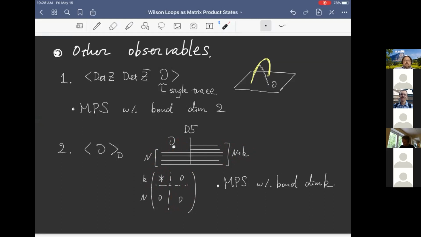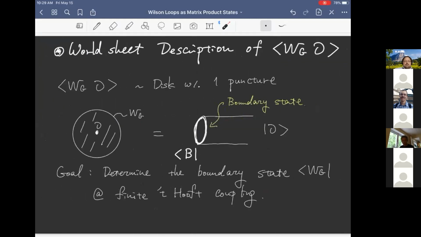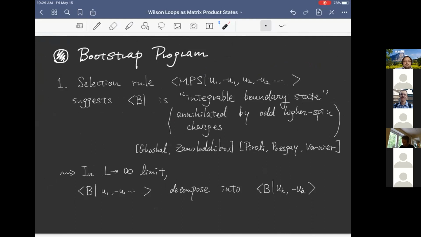And in both cases, if you do the computation at weak coupling, you discover that both can be expressed in terms of a matrix product state. In the first case, we discovered that it can be expressed in terms of a matrix product state with bond dimension 2. Whereas in this case, because you are giving a vev to this k by k component, you have a matrix product state with bond dimension k. So now we have a matrix product state with infinite bond dimensions. But apart from this difference, the worksheet looks very similar. So we expect the same strategy should work here.